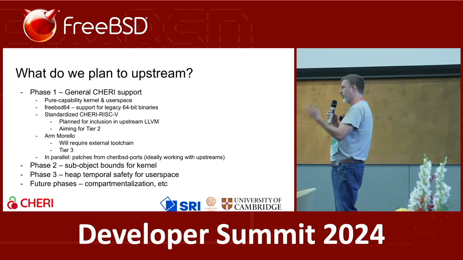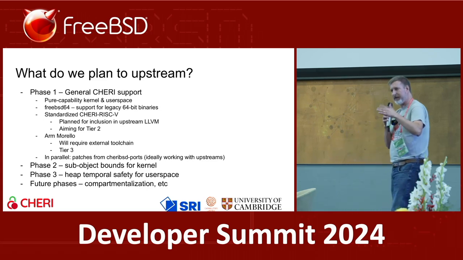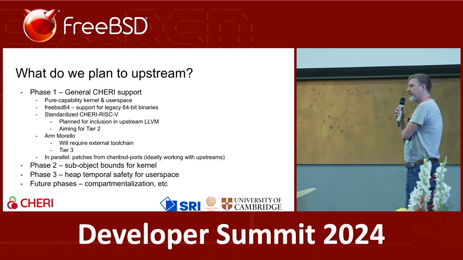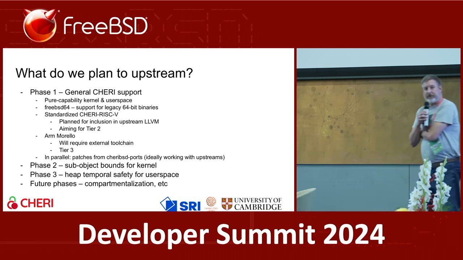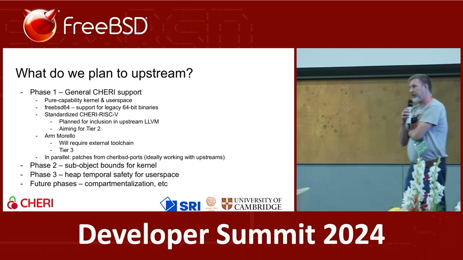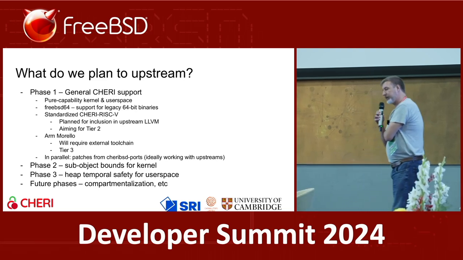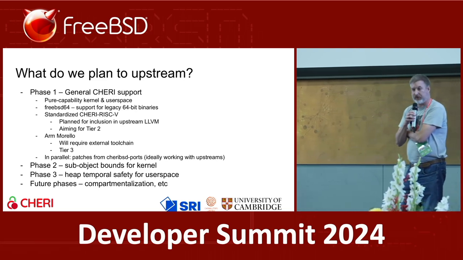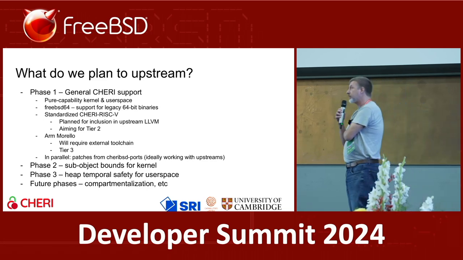kind of the way you might think about having a new architecture, not quite as bad as 64-bit versus 32-bit, but of somewhat similar order of changes to support an architecture variant. We also have a compatibility layer called FreeBSD 64, which allows you to run legacy 64-bit applications that used integer pointers, kind of like on 64-bit architectures we have FreeBSD 32, which is structured mostly similar to that.